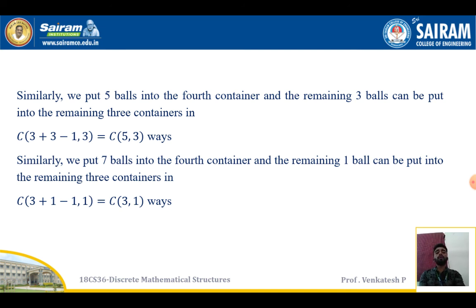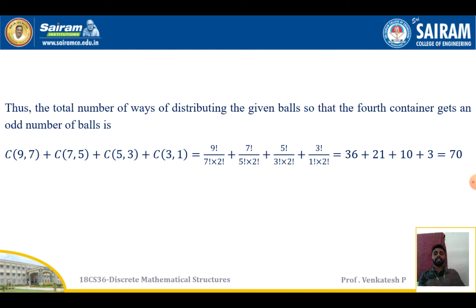Now I want to accumulate all these ways together. Therefore, the total number of ways of distributing the given balls so that the fourth container gets an odd number is C(9, 7) plus C(7, 5) plus C(5, 3) plus C(3, 1). On expanding these combinations, I get 70. So in 70 ways I can distribute the balls with an odd number of balls in the fourth container.